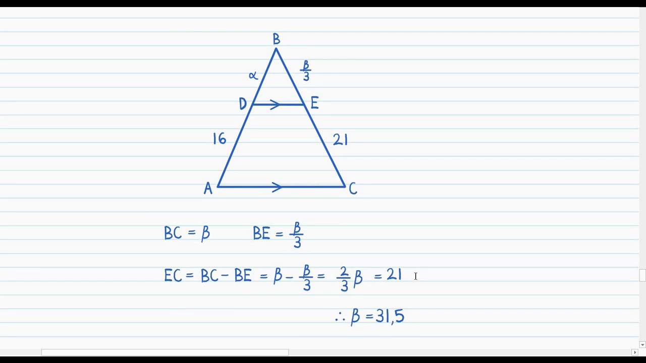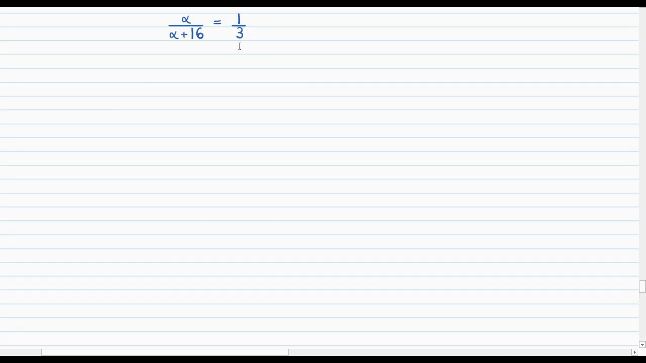So we have a value for beta, and to solve for alpha, we would use the fact that sides BC and BA will be divided in the same proportion by line DE. And since we know the total of this side is beta and this portion is beta over 3, that means the ratio of this portion over the total portion is 1 over 3. So applying that to this side tells us that alpha over alpha plus 16 is equal to 1 over 3. Then you cross multiply to give 3 alpha is equal to alpha plus 16. Then just rearranging for alpha and dividing gives alpha as 8.